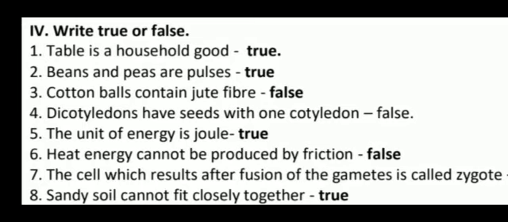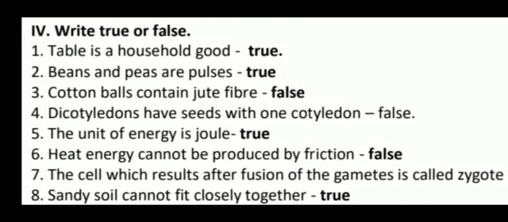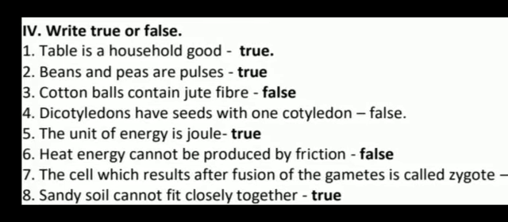Then sixth one, heat energy cannot be produced by friction. False. Then seventh one, the cell which results after fusion of the gametes is called zygote. True. Then eighth one, sandy soil cannot fit closely together. True.